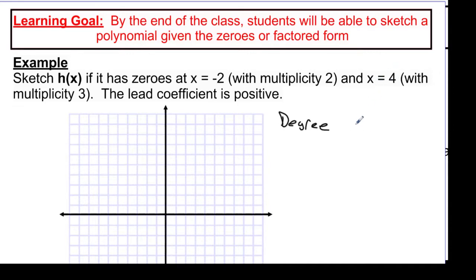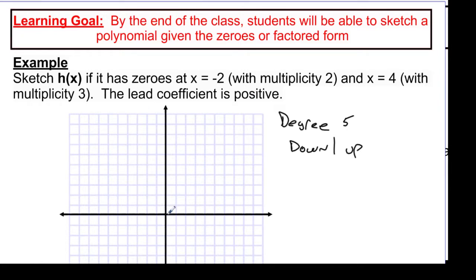So I'm going to say there are 5 zeros when I count all the duplicates. So this is a degree 5. An odd degree has a down-up end behavior. And it's going to stay like that because our lead coefficient is positive. I have no reason to change it from down-up to up-down. That would be if I had a negative coefficient. So in this case, I know this has down-up end behavior.